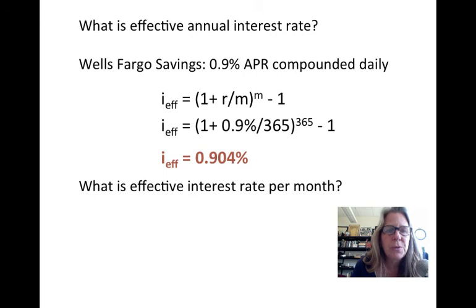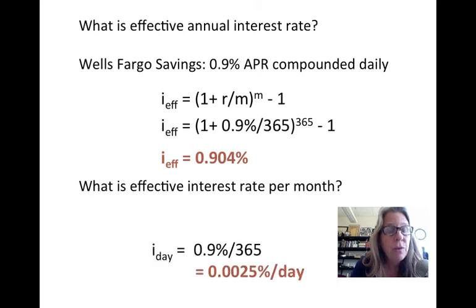And then, oh shoot, that should say what's the interest rate per day instead of per month, because that's how the compounding works. So we do i equals r over m. In this case, the interest rate per day is 0.9 divided by 365, which is 0.0025% per day.